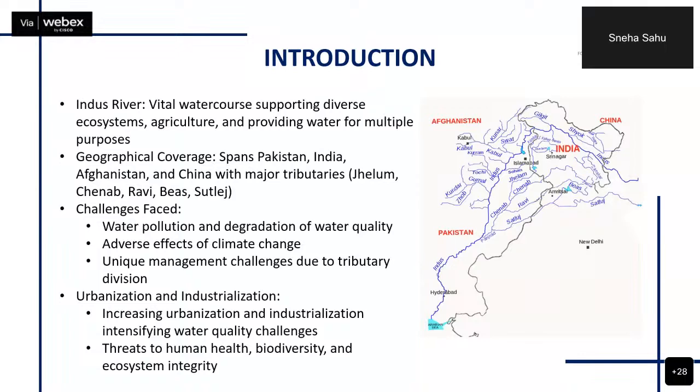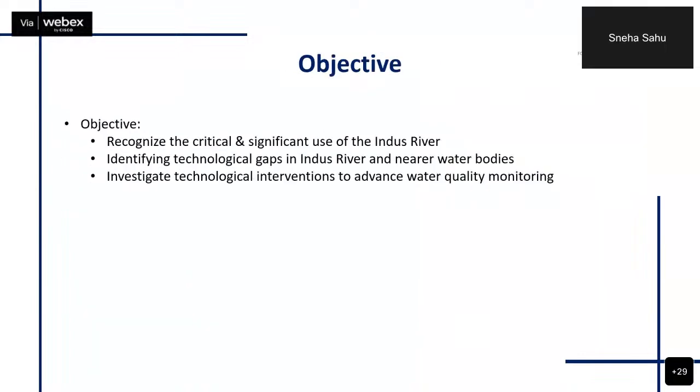ecosystem integrity. Now, the objective of the report: recognizing the critical and significant use of the Indus River, identifying technological gaps in the Indus River and the nearby water bodies, and investigating technological intervention to advance water quality monitoring.